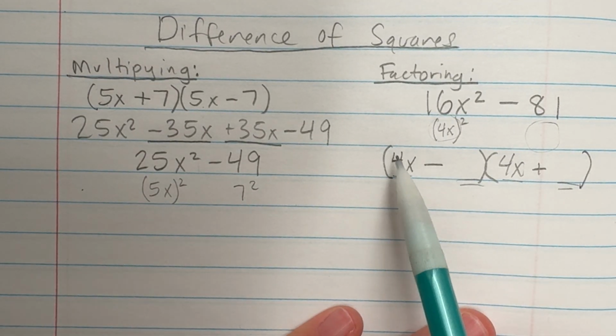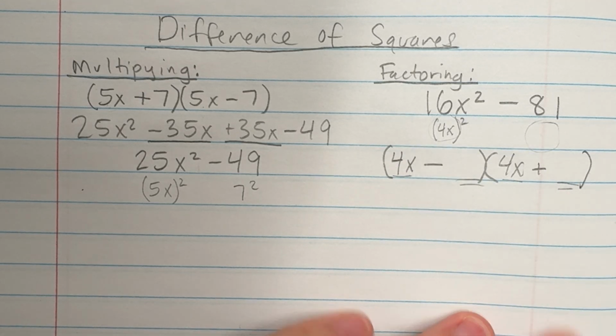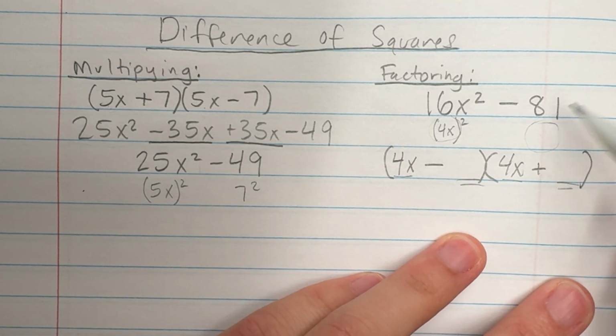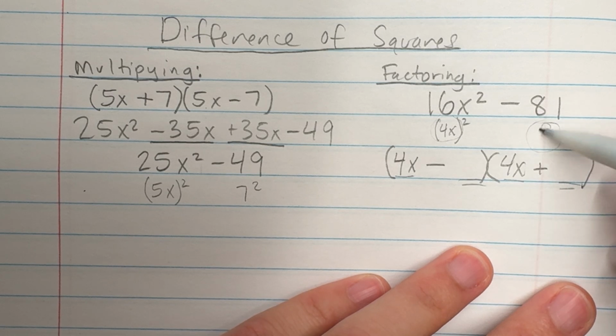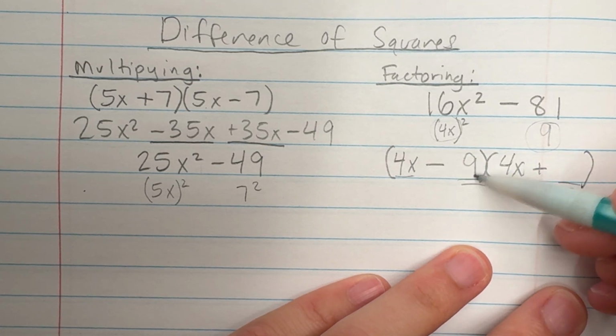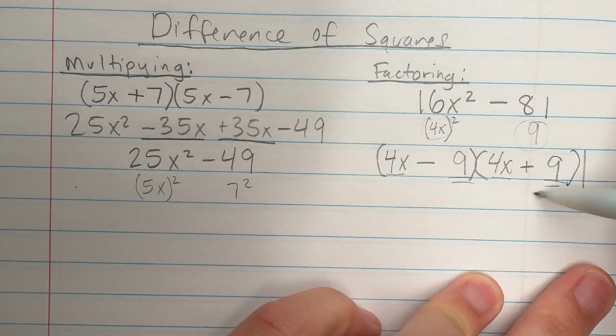And here's the thing, that makes sense because when I multiply 4x times 4x, that's where the 16x squared is going to come from. And then what number would I have to square to get 81? Well, again, you can look at your multiplication chart along the diagonal, and you'll see that 9 times 9 is 81. So I'm going to put minus 9 and plus 9. And so this is the answer if I factor this.